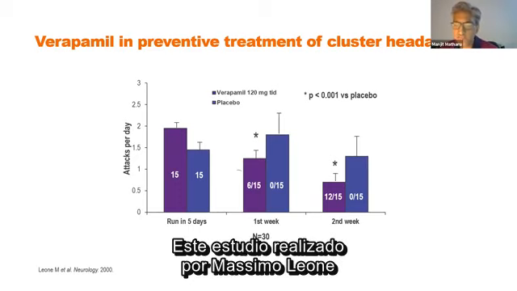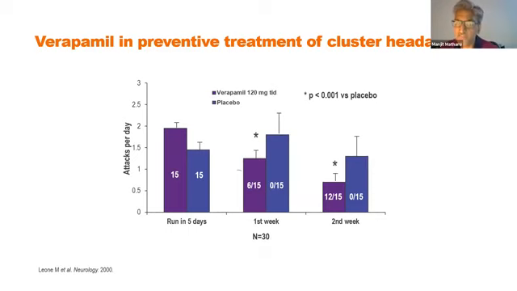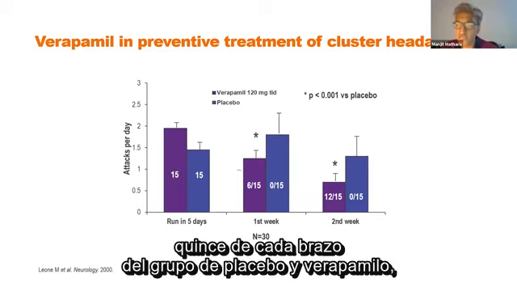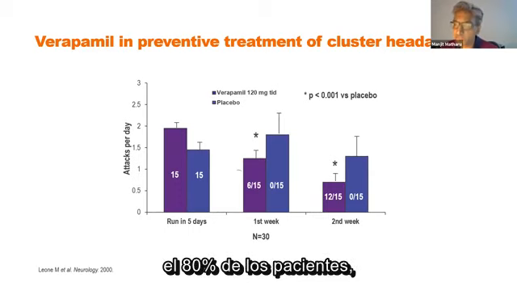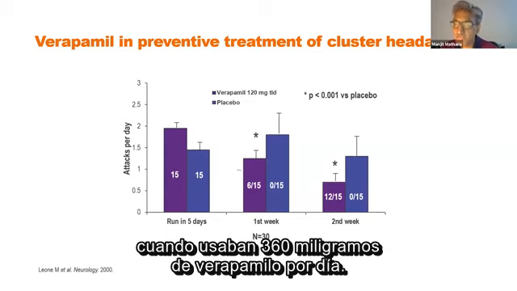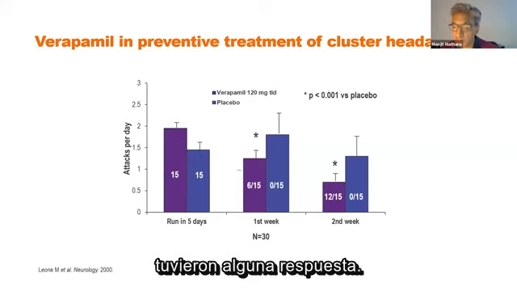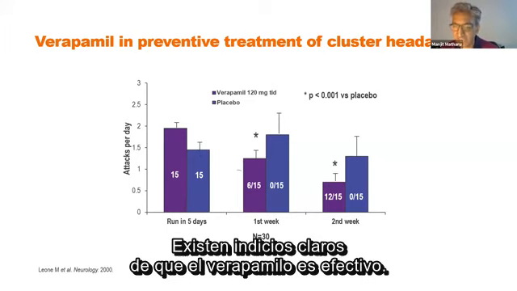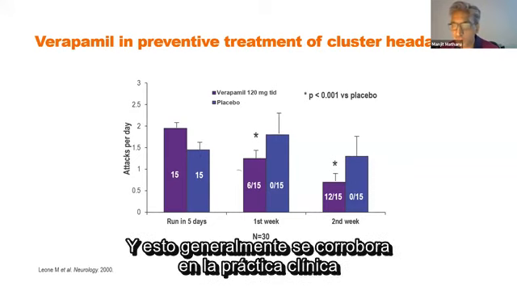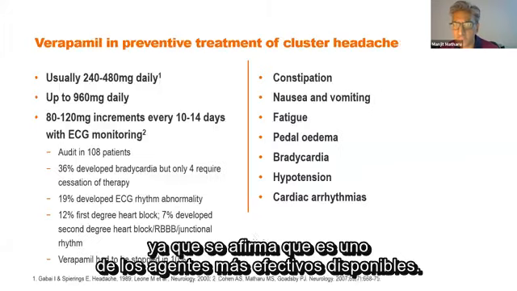This study done by Massimo Leone showed that in a relatively small group of patients, 15 in each arm of the placebo and the verapamil group, 80% of the patients, 12 out of the 15 patients, had a significant response, at least a 50% reduction in their cluster attacks at week 2 when they used verapamil at 360 milligrams daily, while none of the patients who were on placebo responded. So very clear evidence that verapamil is effective, and that is often borne out in clinical practice as this agent is one of the most effective agents available.